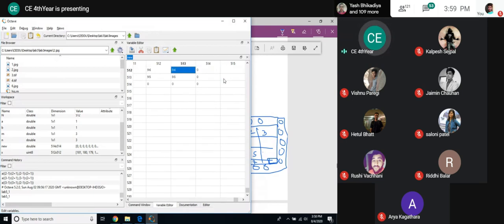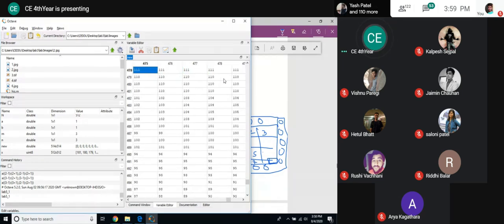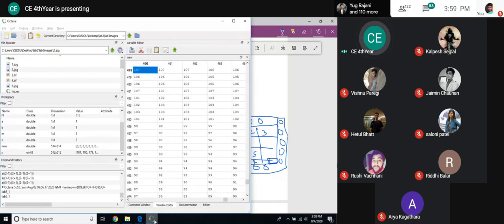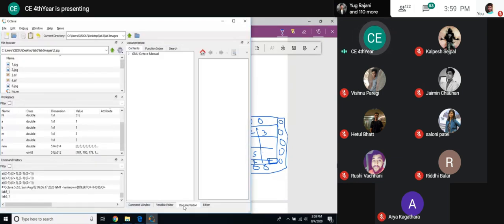So I should complete it up to 5 and 3. For 5 and 4 will be all zeros. Up to 5 and 3, I will have my method perfectly correct. Good. So my padded image is ready with me.